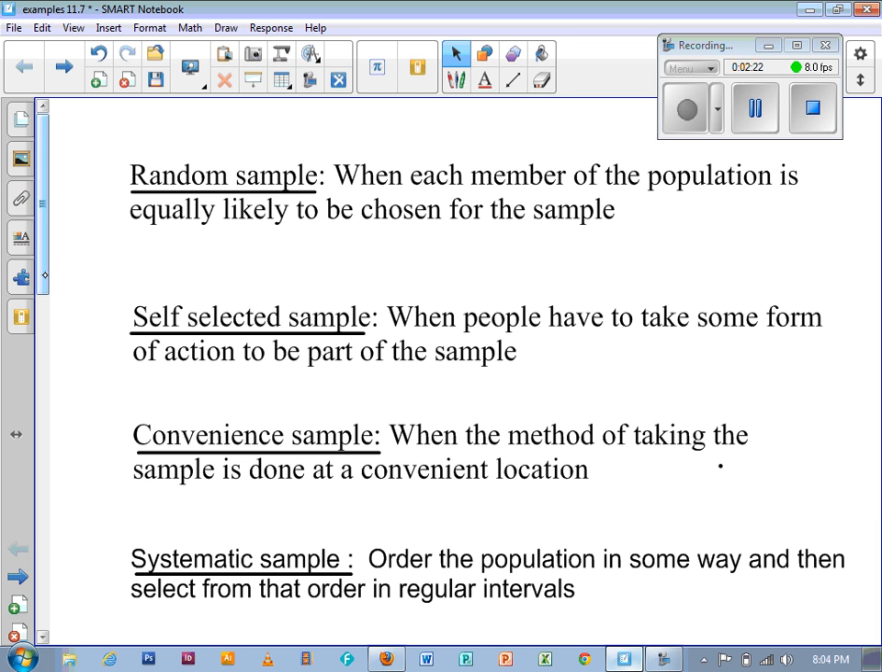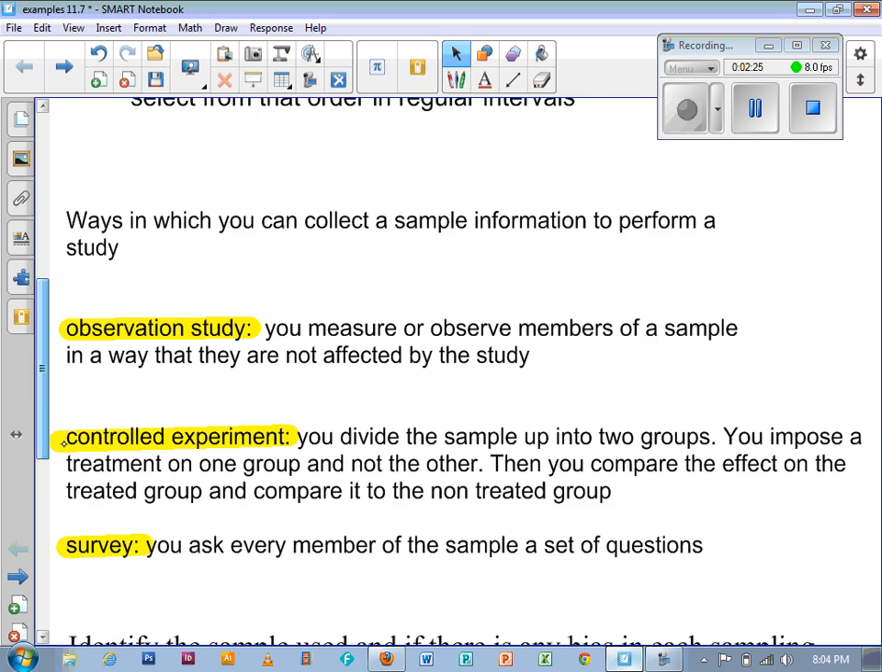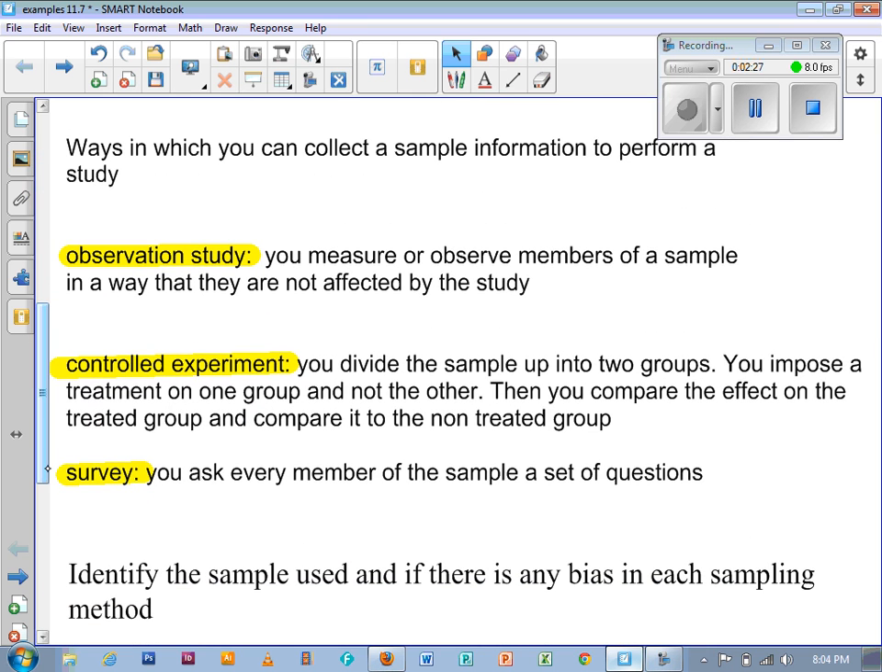Now, when we gather the information with our sample, these are ways we can collect the information. The first way is through an observed study. You measure or observe members of a sample in a way that will not affect the study. So you're on the outside looking in, just observing them. You could perform a controlled experiment, which means you set up, in this case, 2 groups, and you impose a treatment on one group and not the other. Then you compare the effect on the treated group and compare it to the non-treated group.